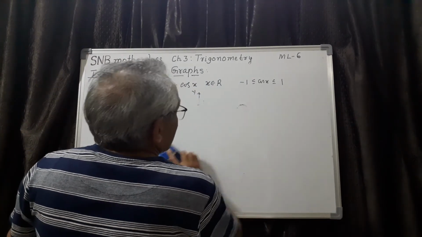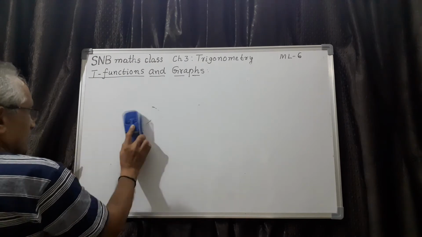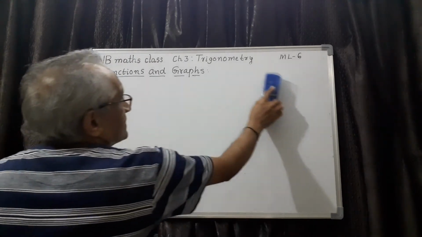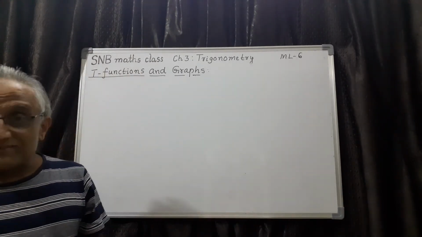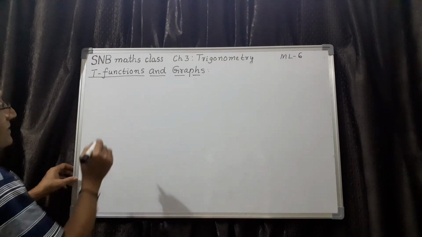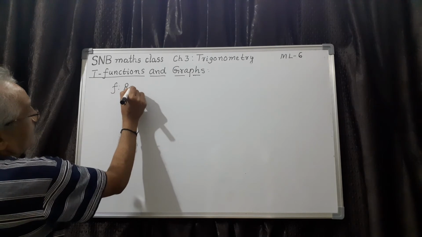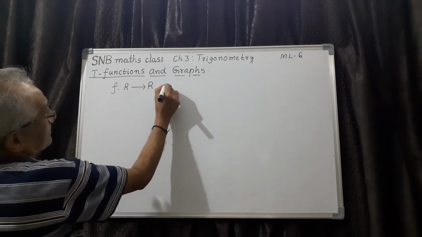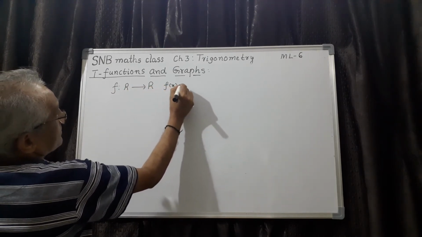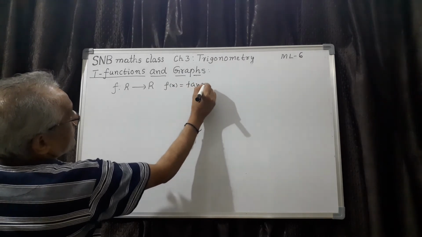Now let us take one more and conclude today. Of course, in the next class we can take the next three graphs. The next three graphs are a bit difficult also. Next, let us take f, a function defined from R to R by f of x equal to tan x.